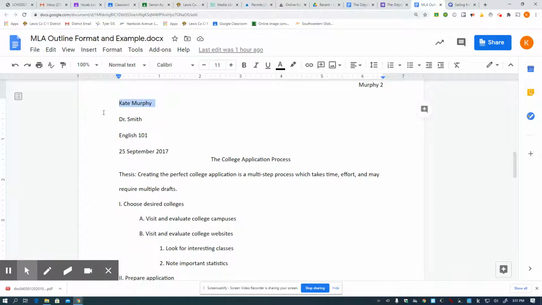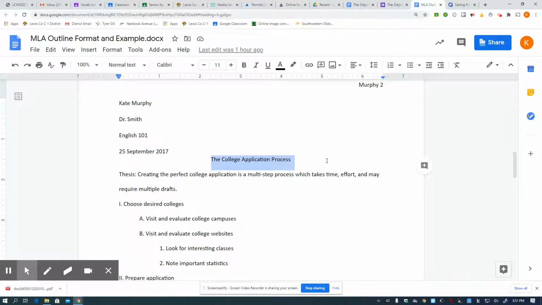You would want to start with your name, my name, the class that you are taking, and the date. Please notice that the date is used in military format, that being the day that it is due, followed by the month, and then the year. Notice how there is nothing abbreviated here. We spell out September completely.